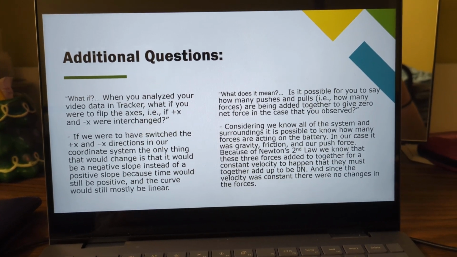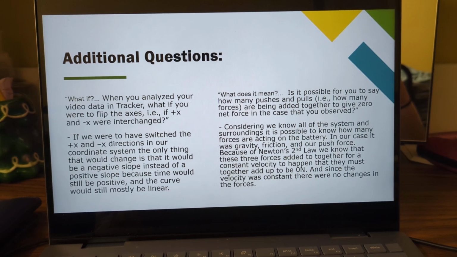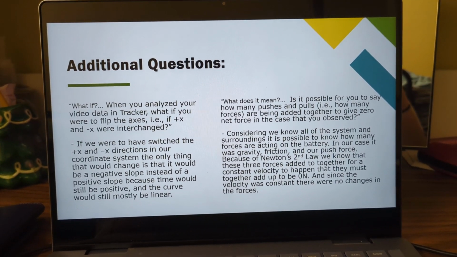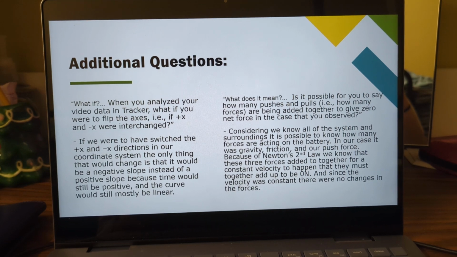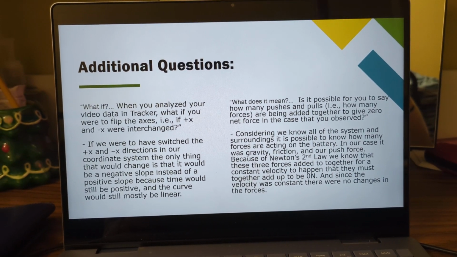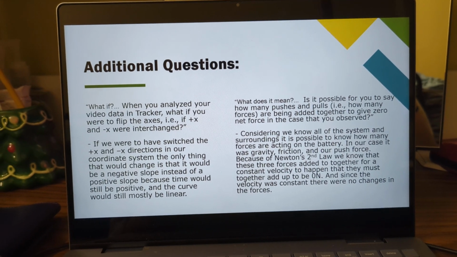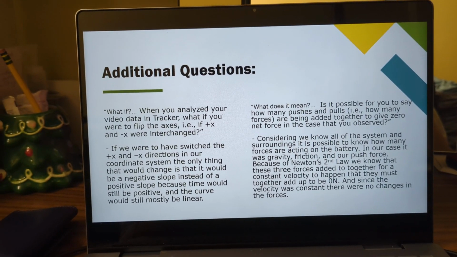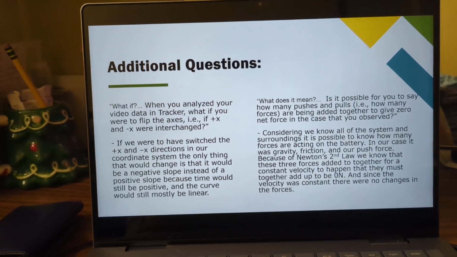So what does this mean? Considering we know all of the system and surroundings, it is possible to know how many forces are acting on the battery. In our case, it was gravity, friction, and our push force. Because of Newton's second law, we know that for a constant velocity to happen, these three forces added together must add up to 0 newtons. And since the velocity was constant, there were no changes in the forces.